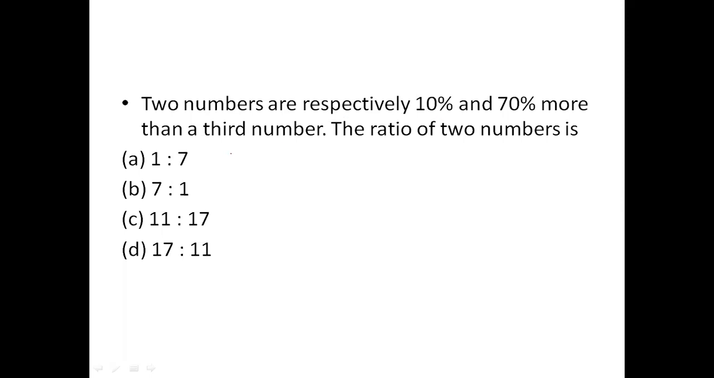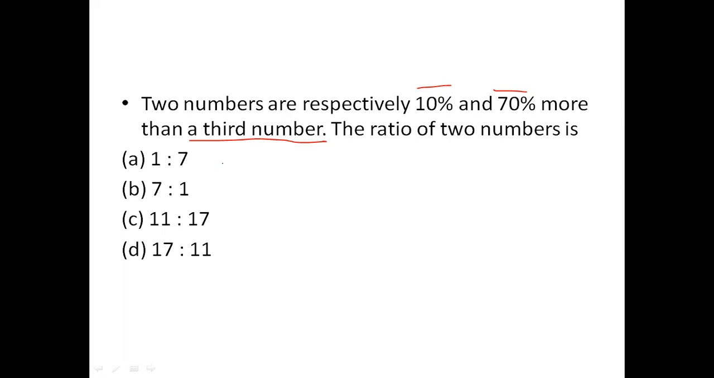So I don't know what the two numbers are. I can say that the first number and second number are 10% and 70% more than the third number. So first number and second number are not 10 and 70, guys. If they were 10 and 70, whatever answer you give, 1 by 7, the answer is correct. But two numbers are 10% and 70% more than the third number. So they're asking the ratio of two numbers. So students, do you know what the two numbers are? We don't know. And can you say what the third number is?